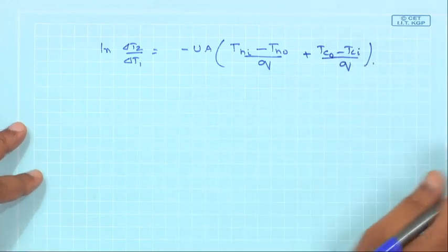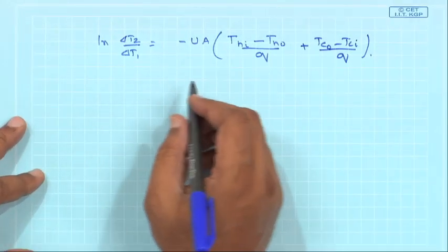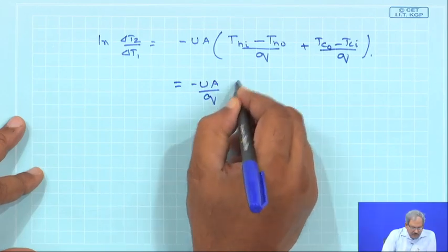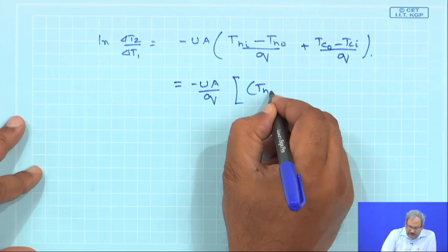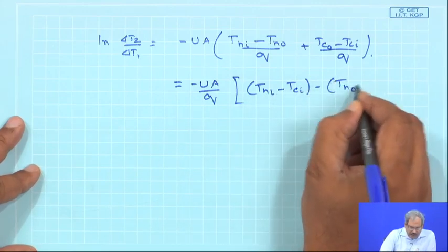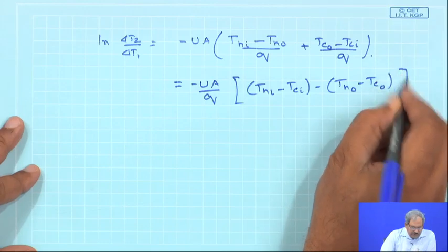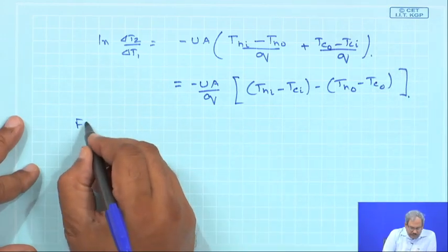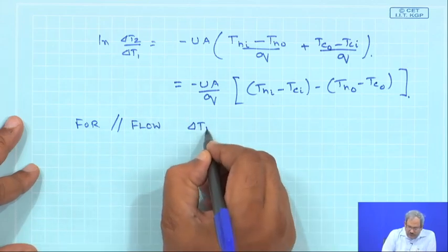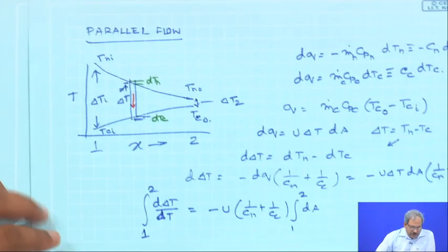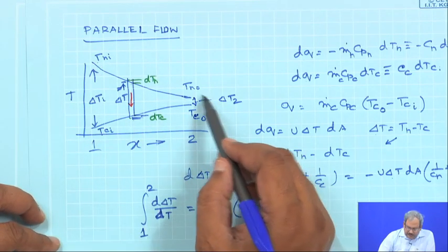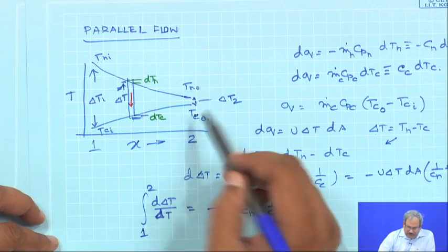All these derivations are there in your textbook, and therefore, finally you are going to get minus U A by Q times (T H I minus T C I) minus (T H at the outlet minus T C at the outlet). For parallel flow, if you look at delta T 1, this delta T 1 is simply T H I minus T C I, and delta T 2 is T H O minus T C O.